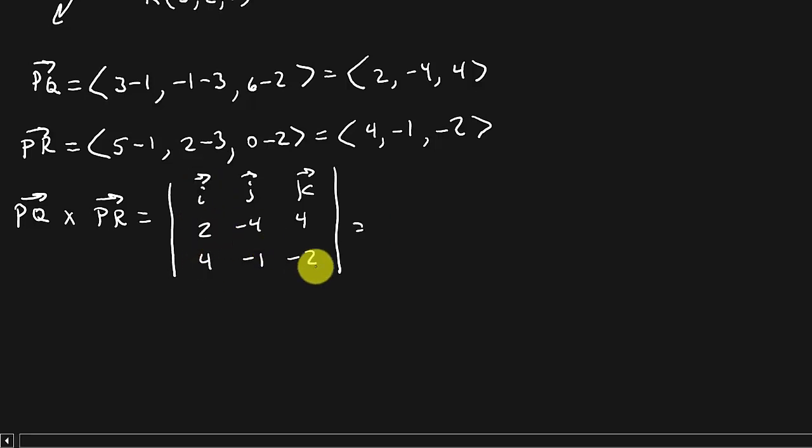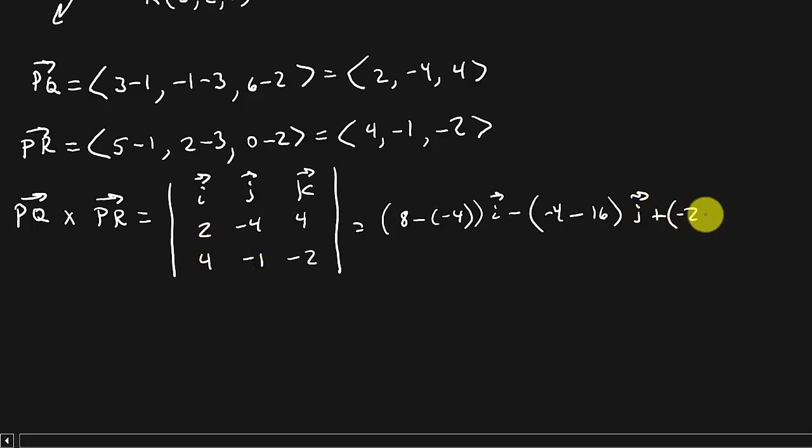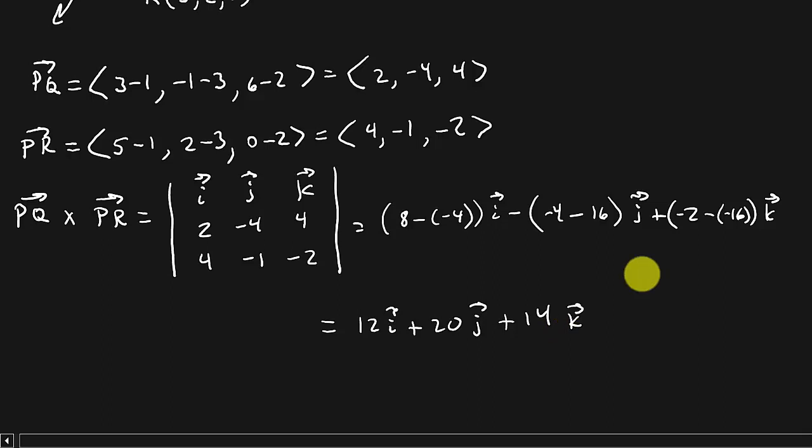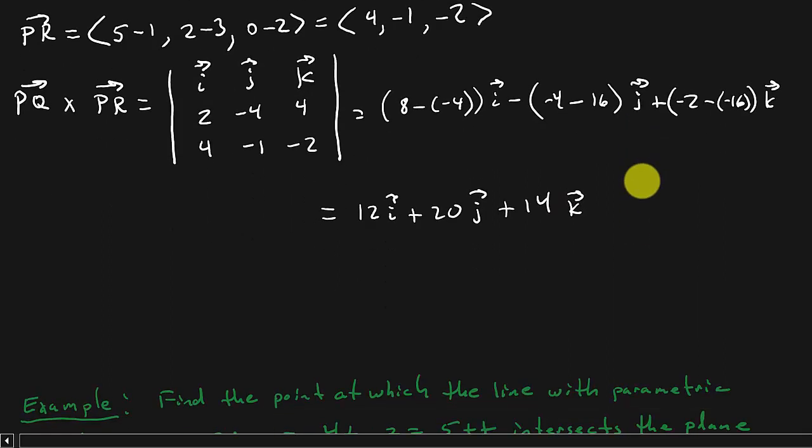All right, so for I, that's going to be 8 minus negative 4 times vector I minus, remember the signs alternate, so that's negative 4 minus 16 times vector J plus, and then I've got negative 2 minus negative 16 times vector K. And so this is going to be the vector 12I plus 20J plus 14K. So there's our normal vector.